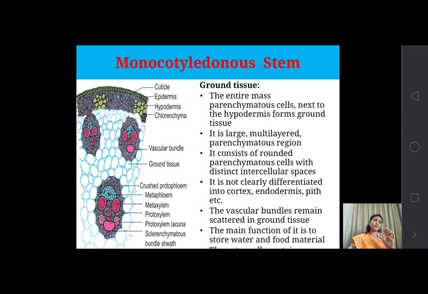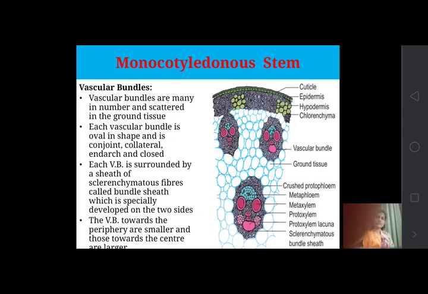It is somewhat different from the anatomical characters studied previously. Okay, so this is the clue point, the main point of this anatomy. Okay, then after the ground tissue, we will see the vascular bundles. So how are the vascular bundles present in this stem? As they are scattered all over the ground tissue, they are many in number.